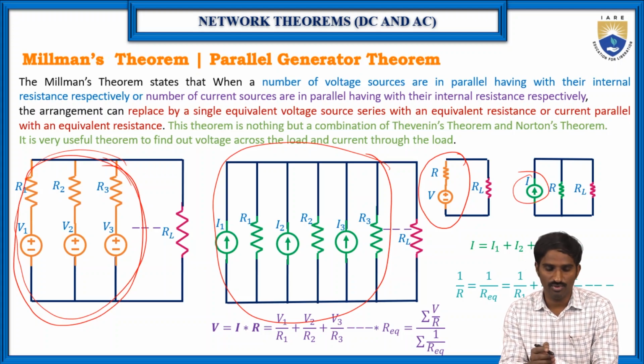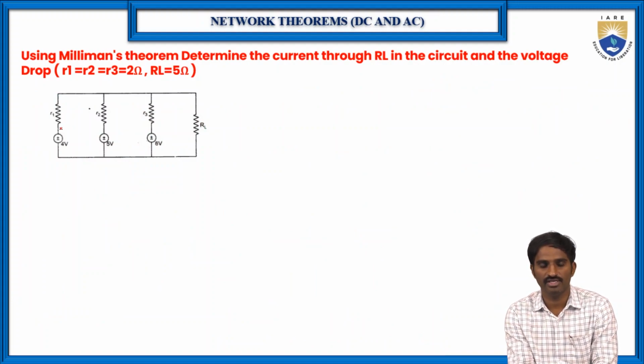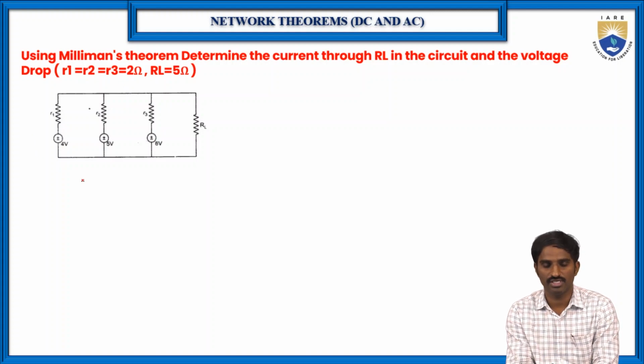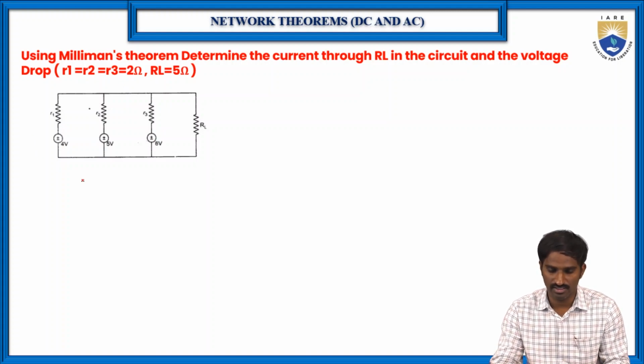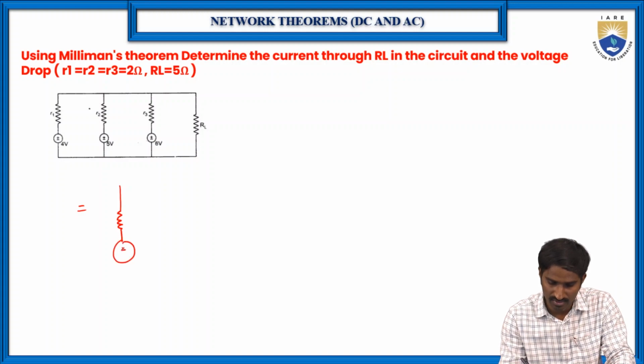So the given problem is similar to case 1. Which means the voltage sources, having their internal resistance, are connected in parallel, so that we can replace this total circuit with an equivalent like this. So the internal resistance and the voltage, let us consider here it is R and here it is V.